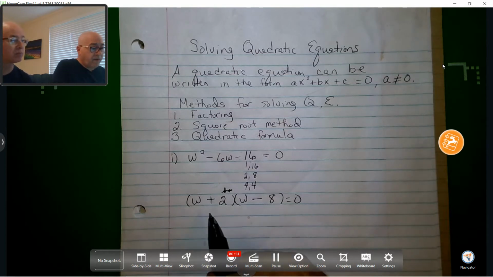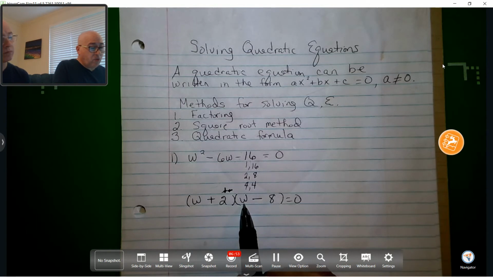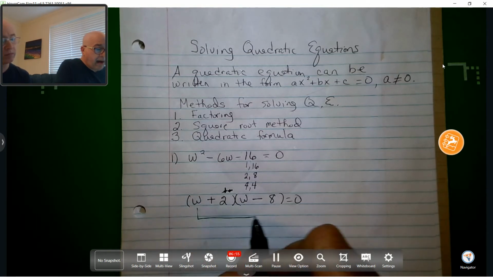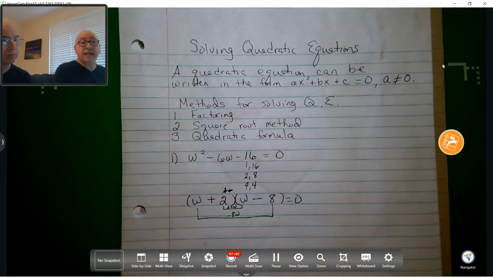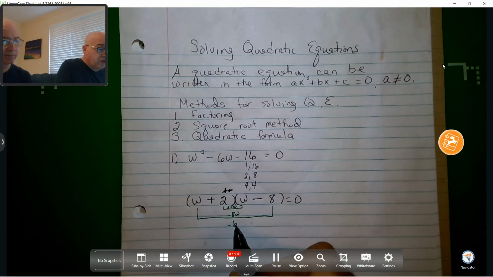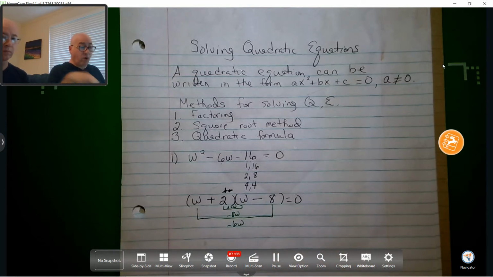Let's see, you want to FOIL it out and make sure we'd have W squared, then a minus 8W, and a plus 2W. Is that giving us a minus 6W? It sure is. And then minus 16. So just sort of a reverse FOIL.